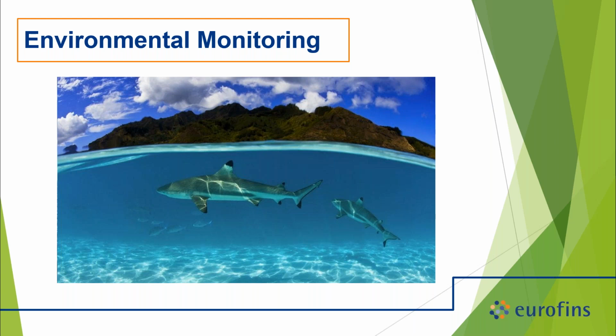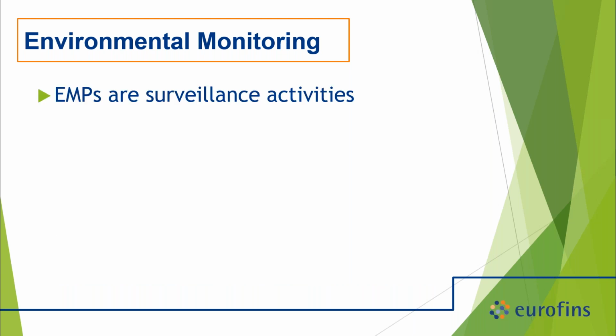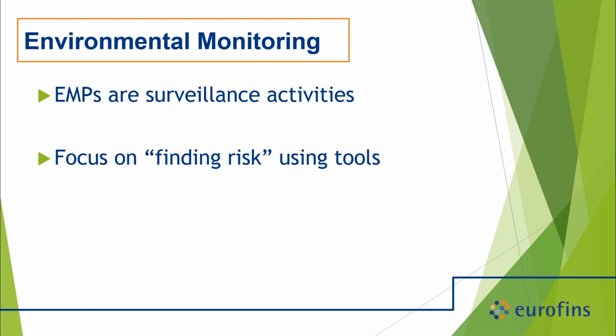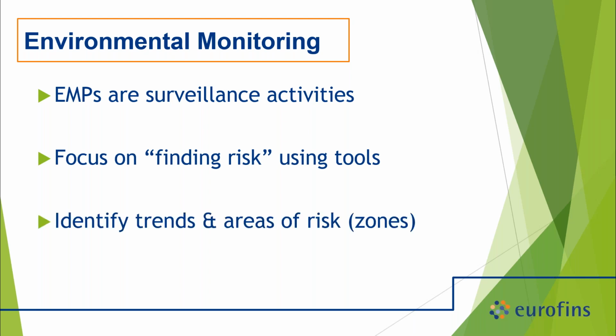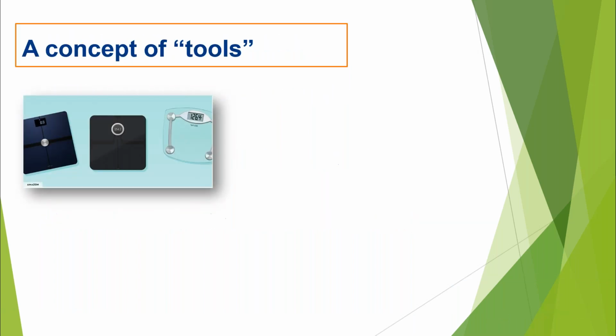If you were a lifeguard on the beach, your job is to identify the sharks before they find the swimmers, right? And that's what your environmental monitoring program is doing, is that we're trying to find risks prior to any kind of bad occurrence from happening. So EMPs are surveillance activities. We're looking for the sharks before the sharks find the swimmers. We're focusing on finding risk, and we're going to use tools to do that. We're going to identify trends, hopefully, and areas of risk when we're setting up our programs. And we'll go through this in a second.